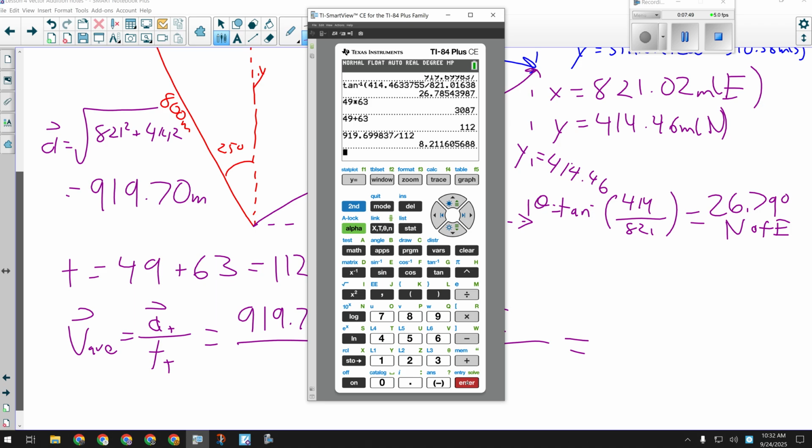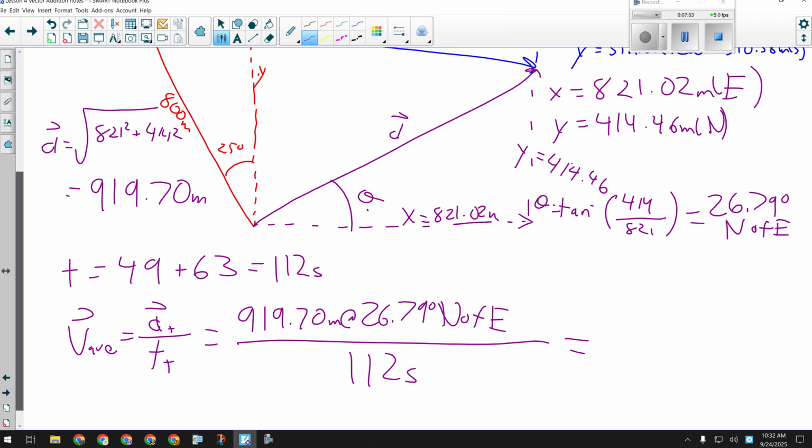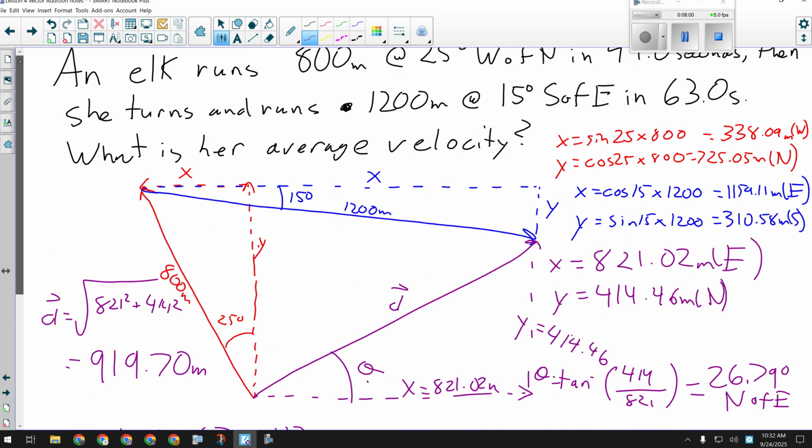Okay, so the average velocity of the elk is 8.21 meters per second at that vector. But now I need to go back and check something. What am I going back and checking?